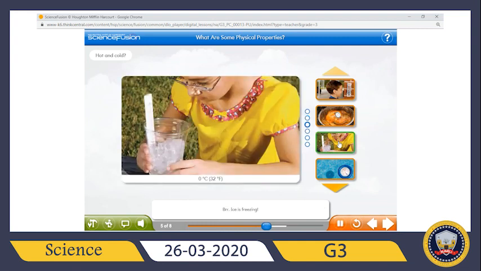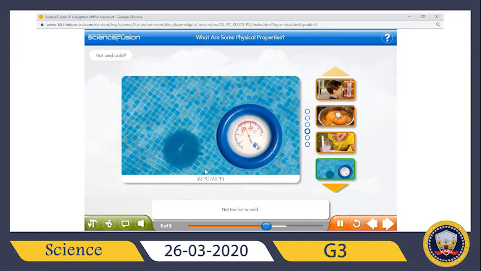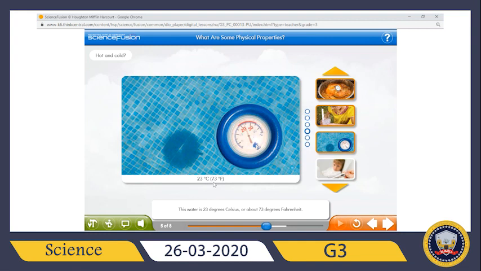What about the third picture? It's freezing because this is ice. I know ice is 0 degrees Celsius or 32 degrees Fahrenheit. They are equal to each other. What about the water temperature? It's warm because I can say the water is 23 degrees Celsius or I can say the temperature is about 73 degrees Fahrenheit.